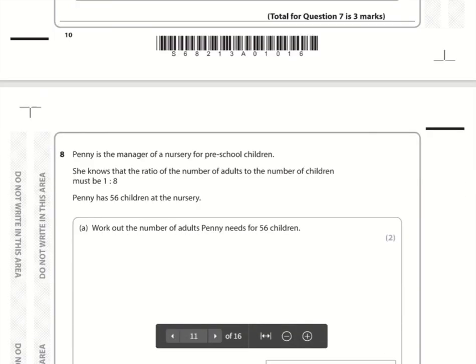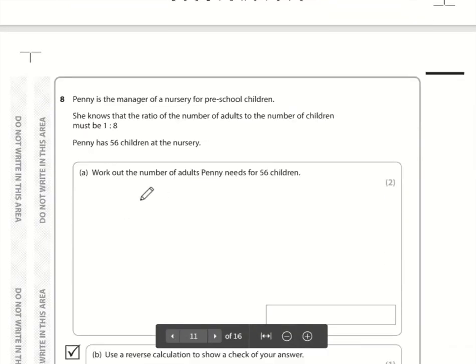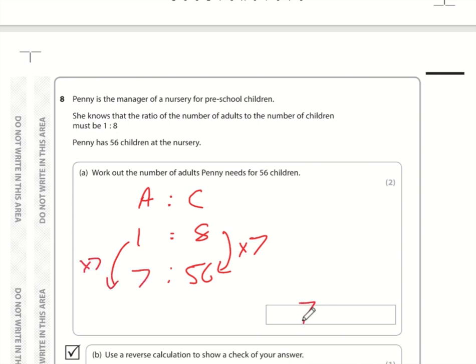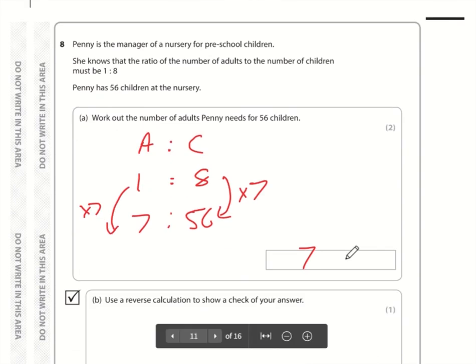Okay, let's move on to question number 8. So we know that the ratio of adults to children is 1 to 8. So if there are 56 children, well, we can see that that is 7 times more than 8. So we're scaling this ratio up 7 times. So if there's 7 times as many kids, we need 7 times as many adults, and 1 times 7 is 7.